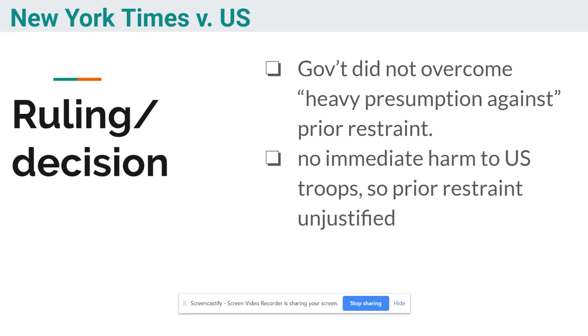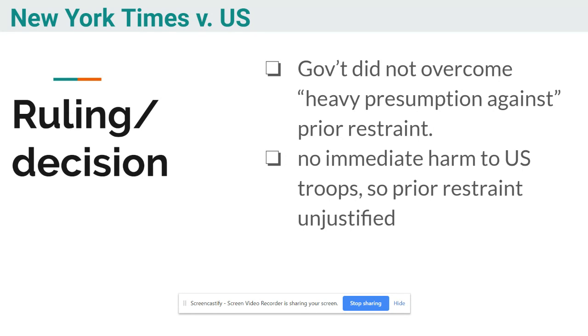They argued that there was no immediate harm to U.S. troops because this was more of a history of what went wrong in Vietnam. And so there was no real immediate harm to U.S. troops. So prior restraint was unjustified. So since there was no immediate harm to U.S. troops, prior restraint is unjustified.